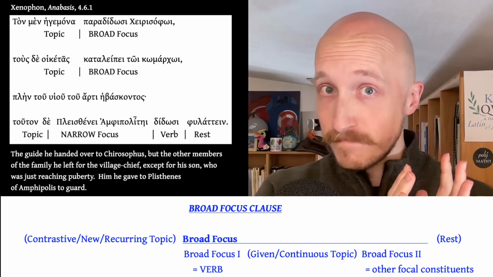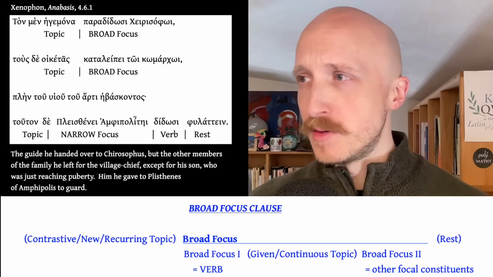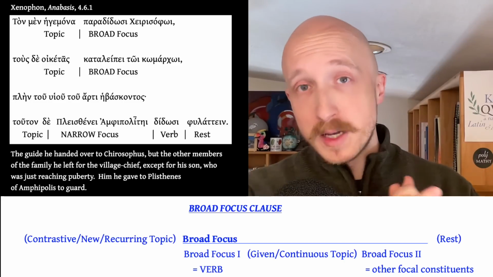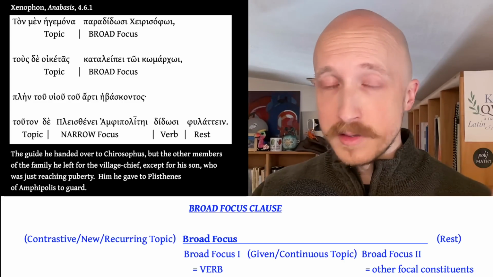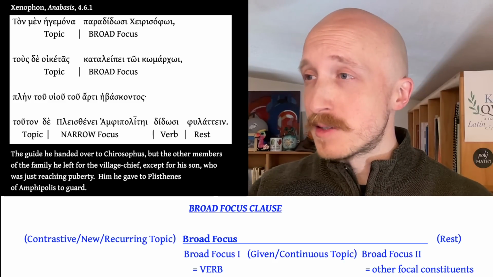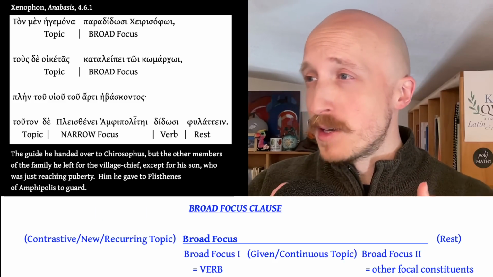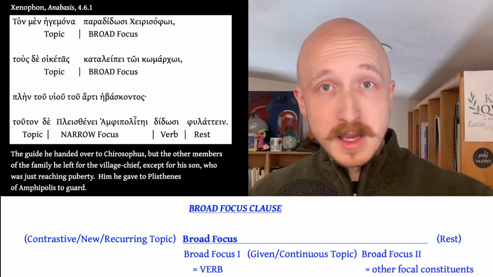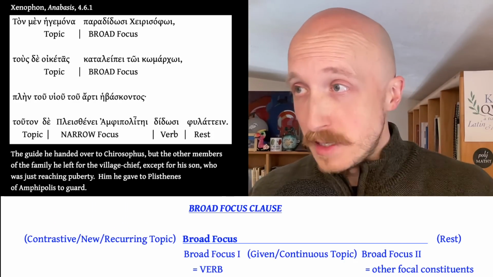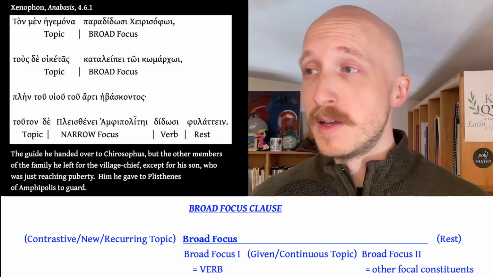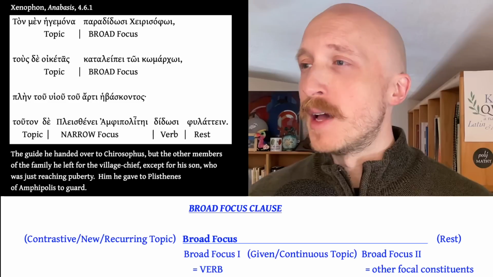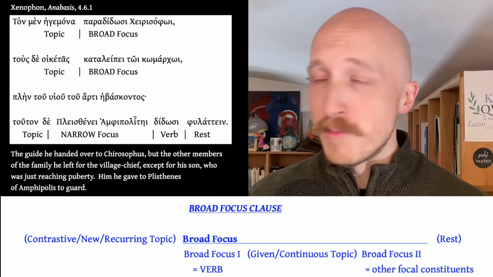Again, broad focus, the verb, right? Verb, and anything else to do with the verb paradidosi, right? There's that verb. So tomen hegemona paradidosi. And then the next clause, again, clause, sentence, phrase are kind of interchangeable conceptually. Tous de oiketas katalepe toi komarkoi. So again, the unspoken given topic here is Xenophon. No pronoun is needed. If there were one, it would be after the verb. But that verb in the broad focus, right there beginning, katalepe toi komarkoi.